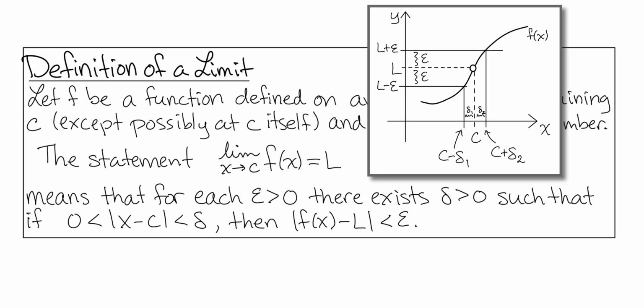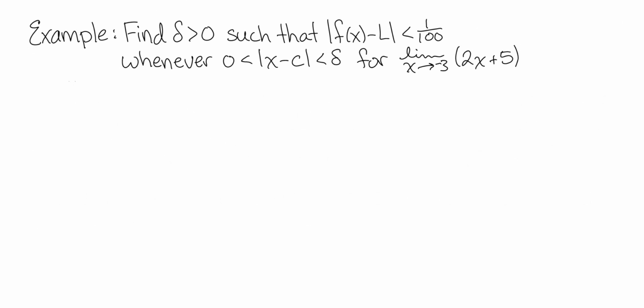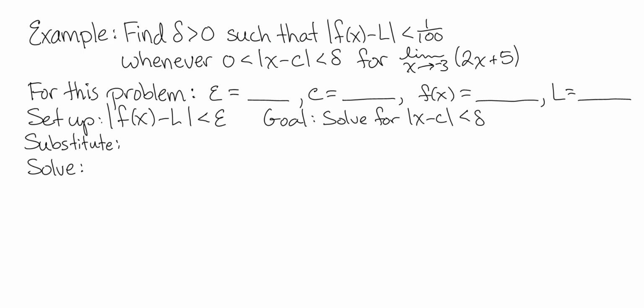Let's see how this works through an example. Going back to the example we were looking at the beginning, the limit as x approaches -3 of 2x plus 5. Here what we want to do is find a delta greater than 0 such that the absolute value of f of x minus L is less than 1/100th whenever the absolute value of x minus c is less than delta. So let's identify the pieces.